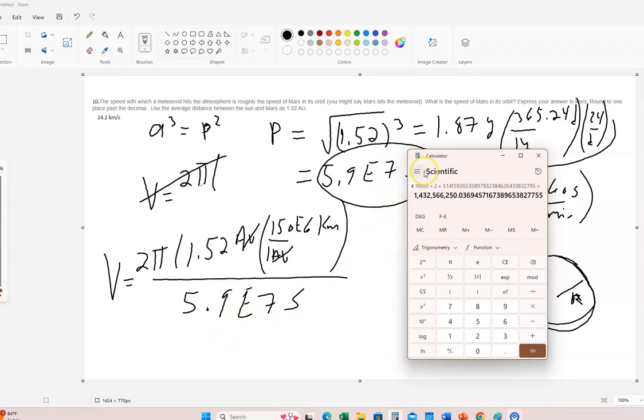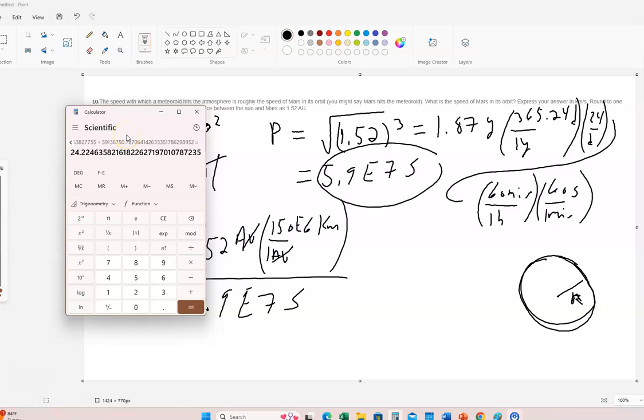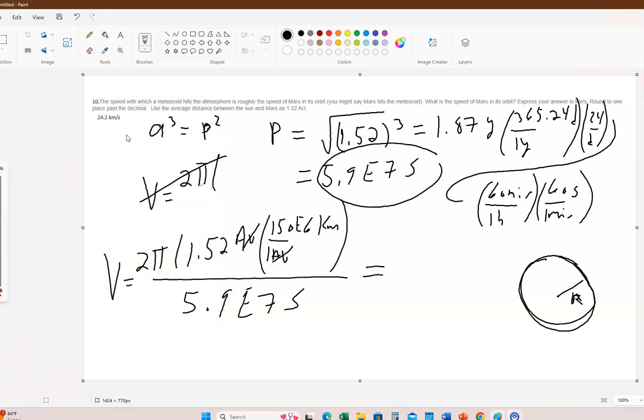So that's already in my calculator. All I have to do is say divided by the period I stored. This is in kilometers, so it's 1.4 times 10 to the ninth kilometers divided by what I stored, which is the period in seconds. And so that's what it comes out to be: 24.22. It says to round it to one place past the decimal, so I'm going to round that to 24.2.